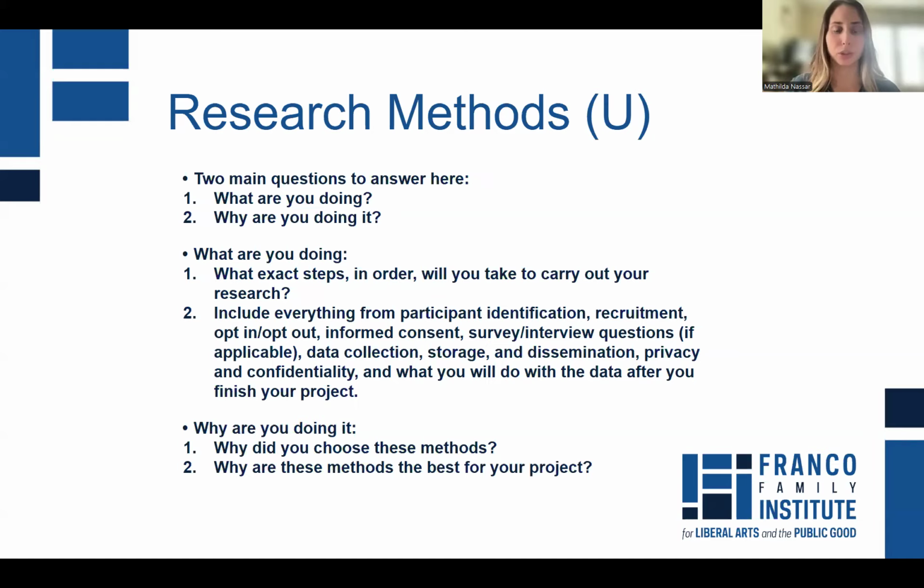So for the question, what are you doing? You want to tell the reviewer the exact steps in order that you will take to carry out your research. This can include everything from participant identification, if that's applicable, recruitment, your opt-in or opt-out method or other method, informed consent, a survey or interview questions, if applicable, how you will collect your data, how you will store it and disseminate it, any privacy and confidentiality issues, and then finally what you'll do with the data after you finish your project. So that answers mostly the what are you doing part.